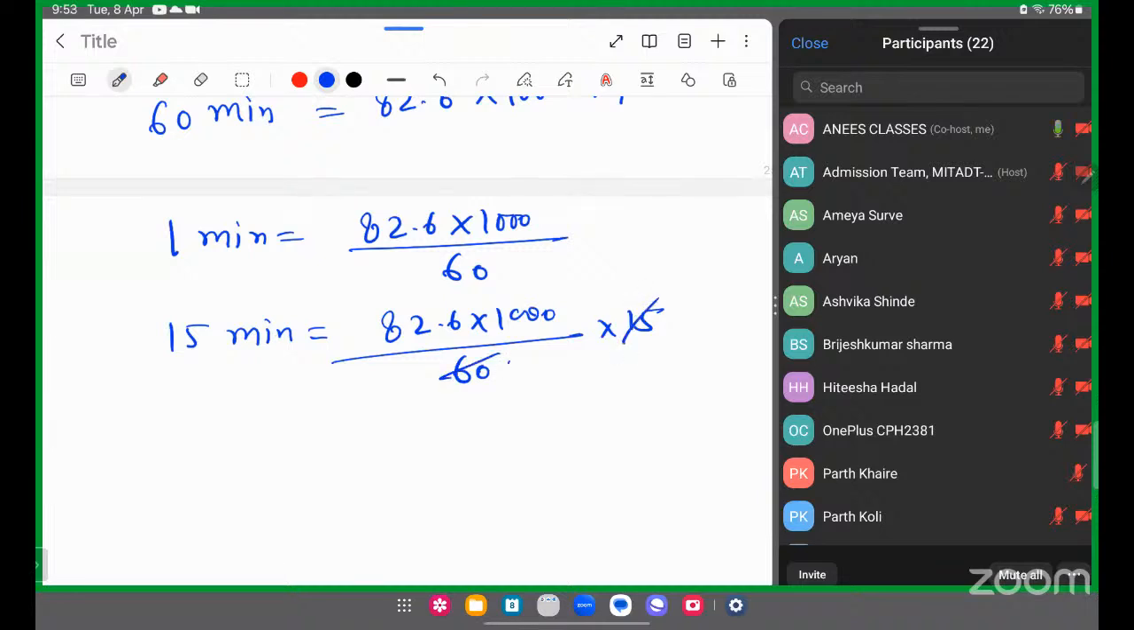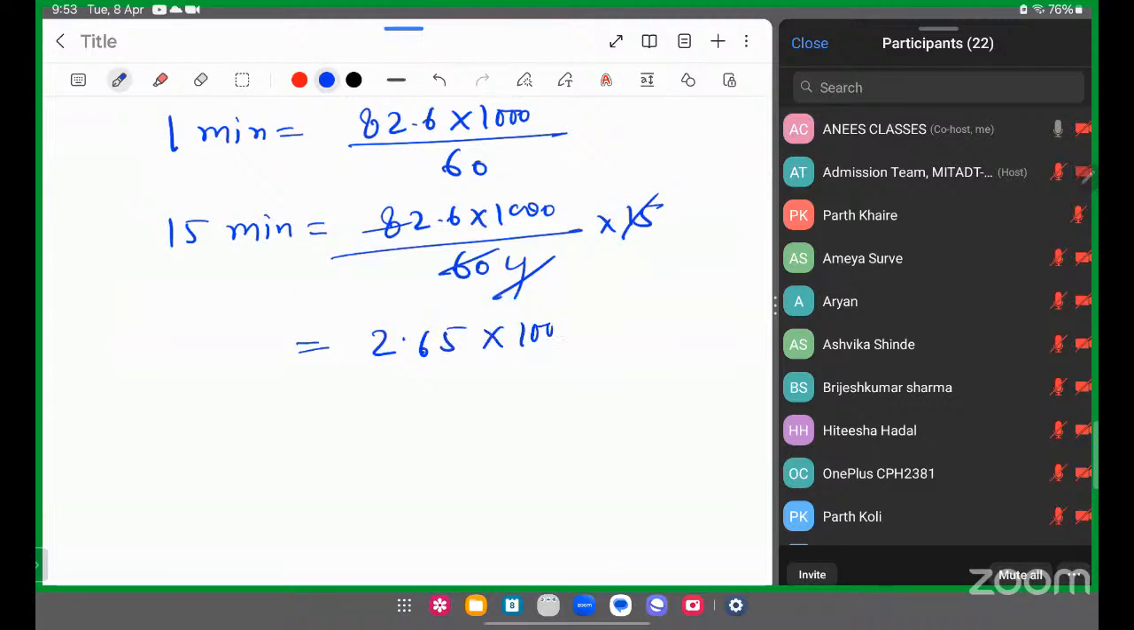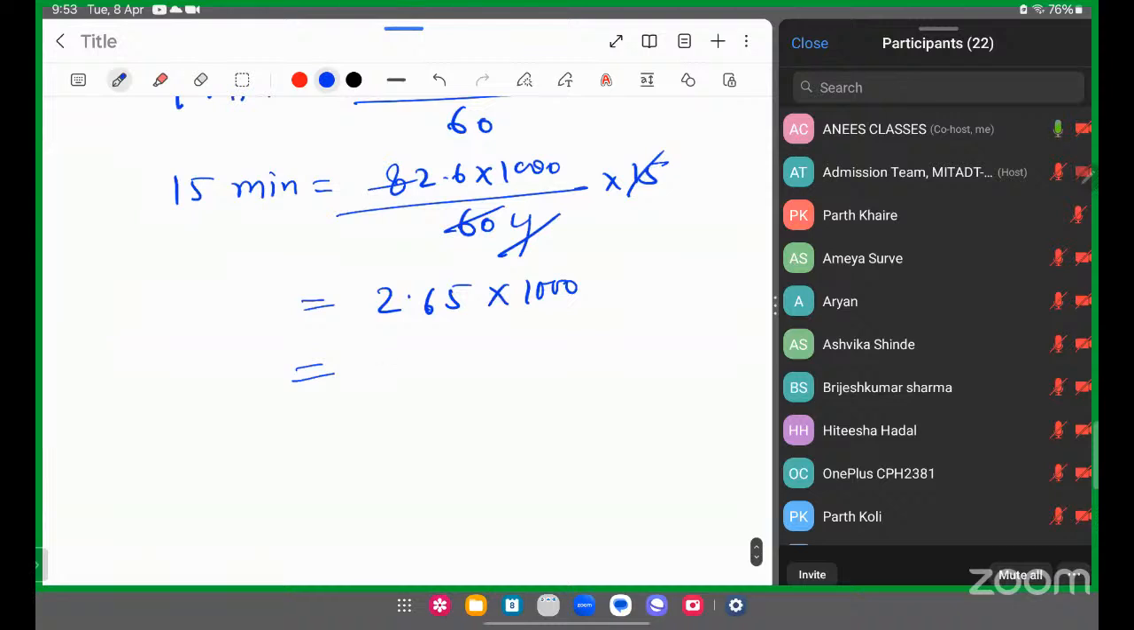I think this will be 4 times. Yes. And now if we will simplify it, this will be how much? This will be 20,650. This will be 20,650, right.